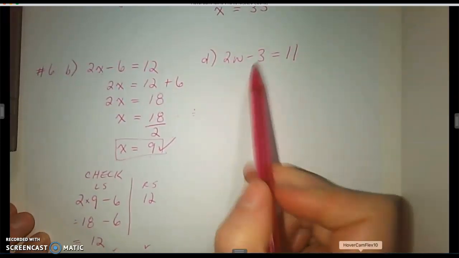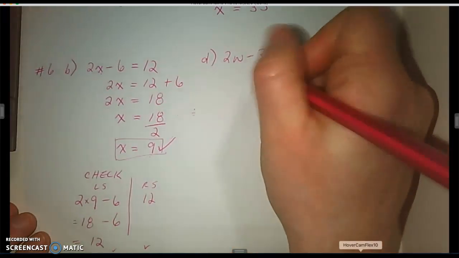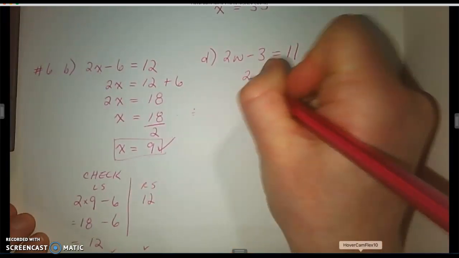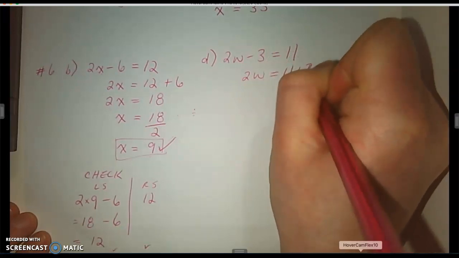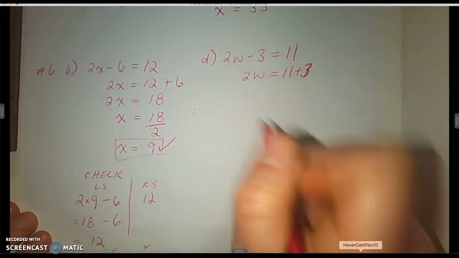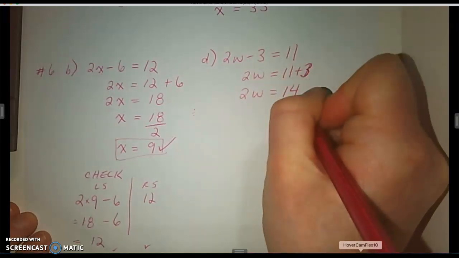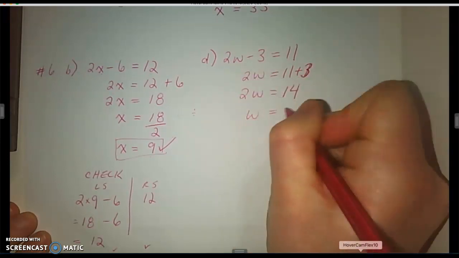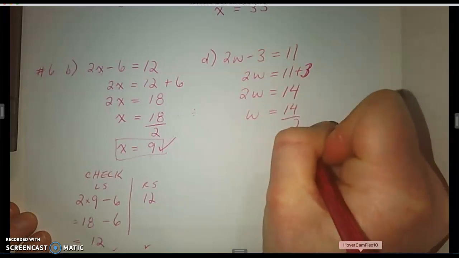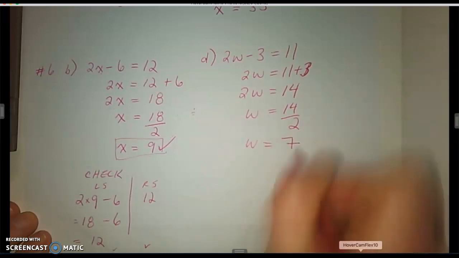Okay, so just like in the last example, I've got to deal with any adding or subtracting first. I've got minus 3 right here, so I'm going to add it to the other side. Okay, 2w equals 11 plus 3 is 14. Then to get rid of the 2, I'm multiplying by 2, so I would have to divide on the other side. 14 divided by 2 gives me an answer of 7.